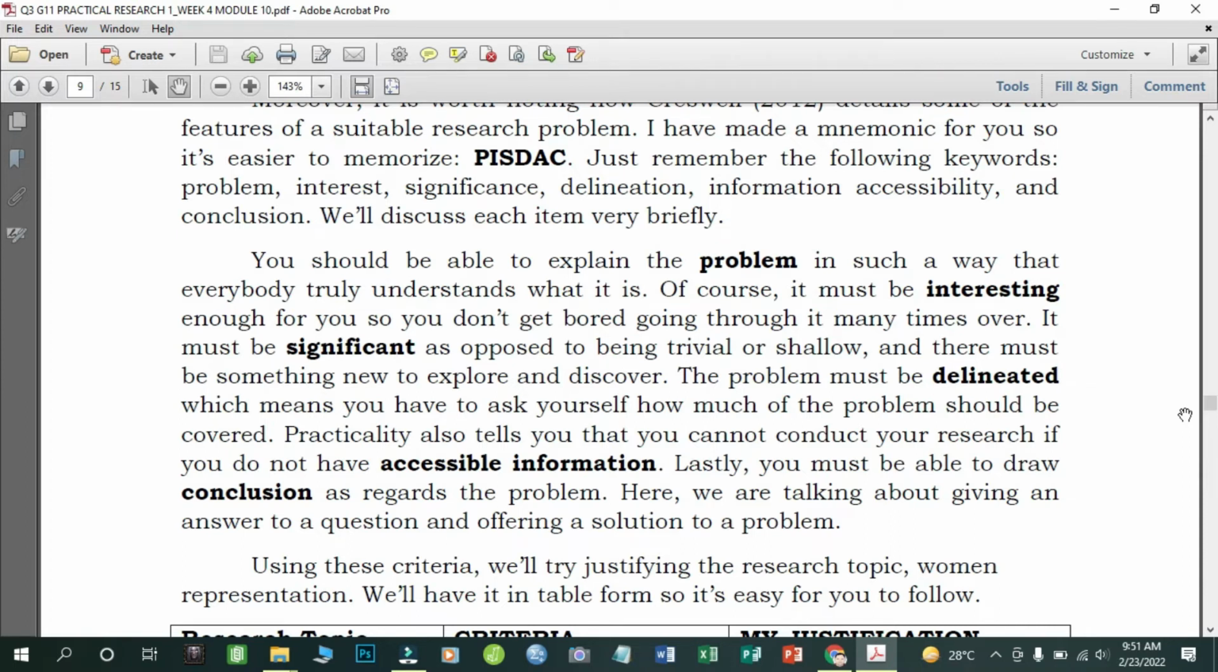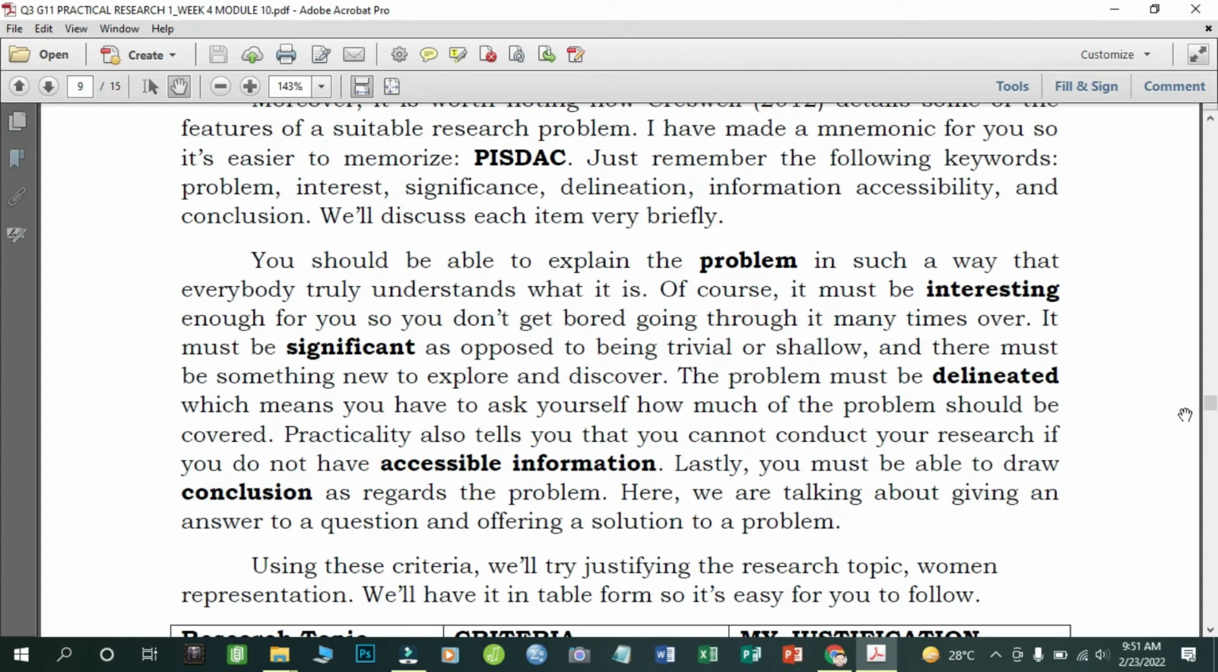And practically, you cannot conduct your research if you do not have accessible information. That's why we had those activities earlier, to see if it is feasible or not to have this topic, especially those on Bitcoin. We all know that you don't have solid knowledge about it, so it is not feasible for you to have that research.